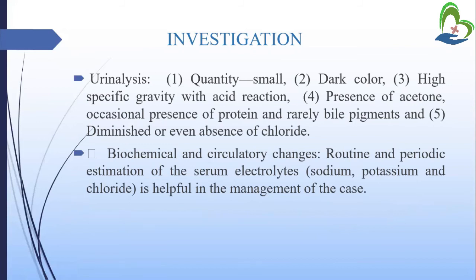After this we discuss the investigations. In that, the first investigation is the urine analysis. In the urine analysis, we have to measure the quantity of urine, whether it is a small amount or a large amount. The urine color will be dark, with high specific gravity with the acidic reaction and the presence of acetone and occasional presence of protein and bile pigments, and the diminution or even absence of chloride. This is the urine analysis.